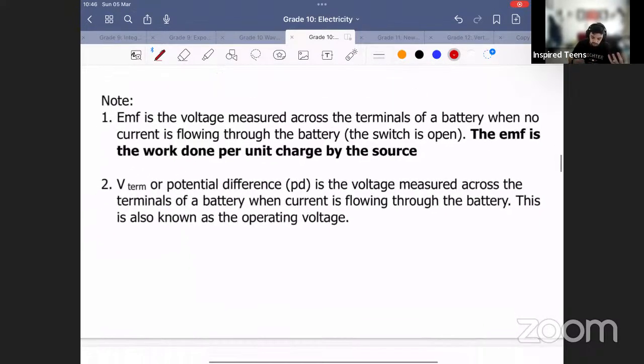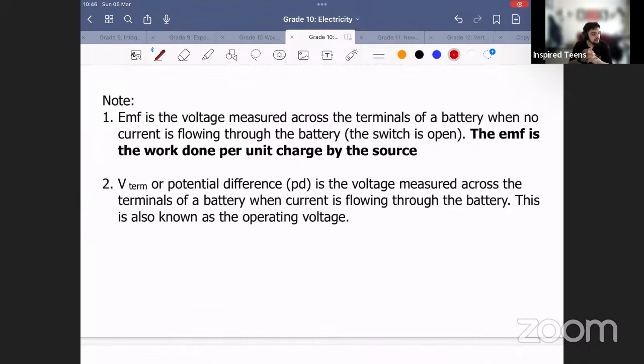Let's look at this just to note. EMF is the voltage measured across the terminals of a battery when no current is flowing through the battery, when the switch is open. The EMF is the work done per unit charge by the source, right? So this definition is important.